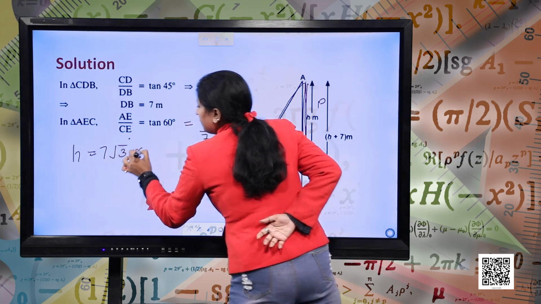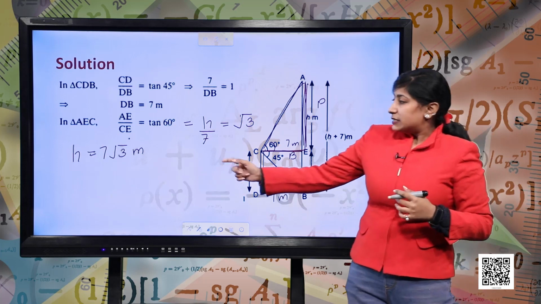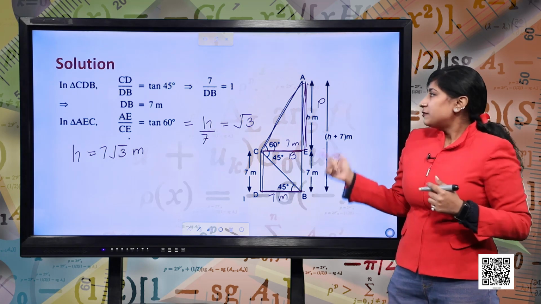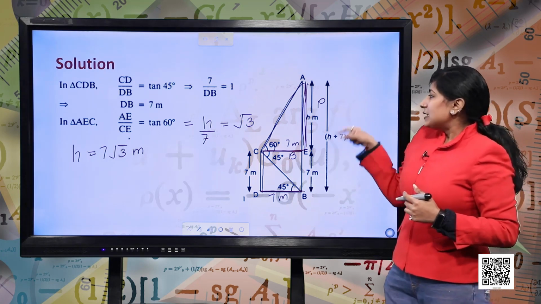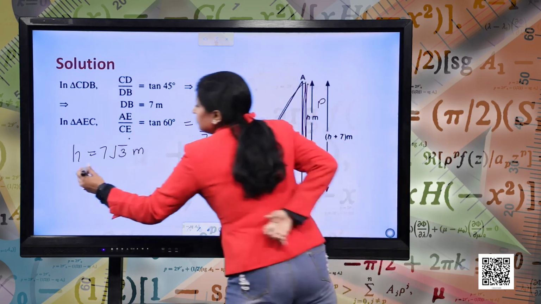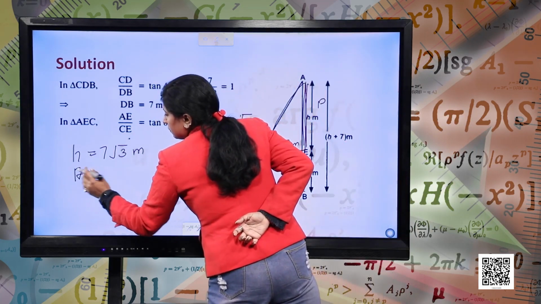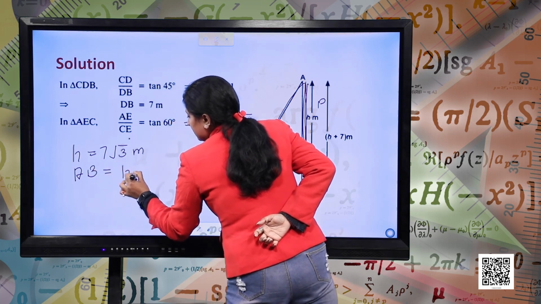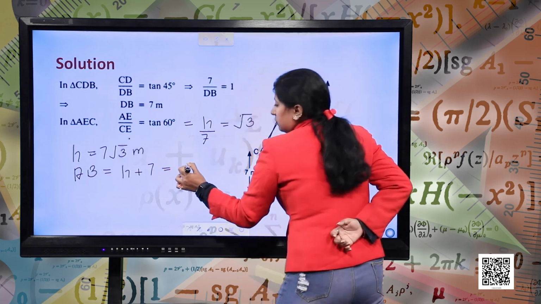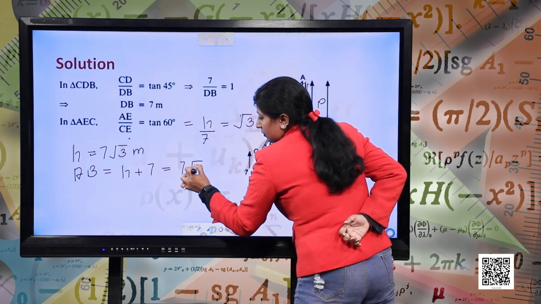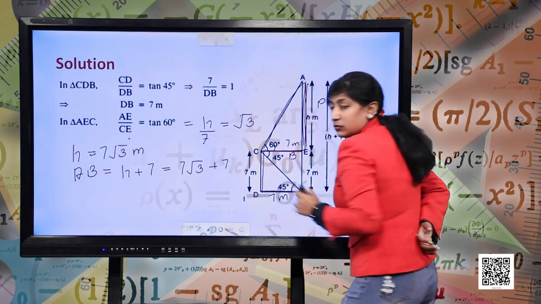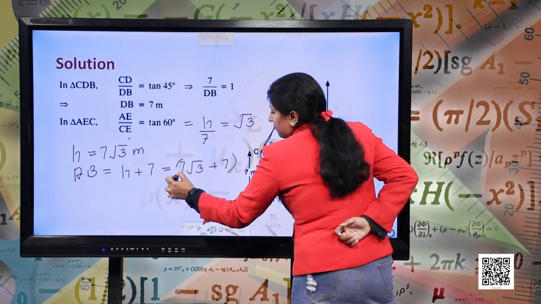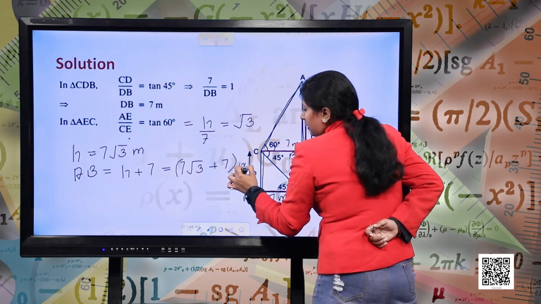Okay. But were you asked to tell the value of H? No. We were asked to tell the length of AB, which is the tower, and AB is equal to H plus 7. So AB is equal to H plus 7, which is equal to 7 root 3 plus 7. Okay. Why? Because H is equal to 7 root 3. So 7 root 3 plus 7 meter.